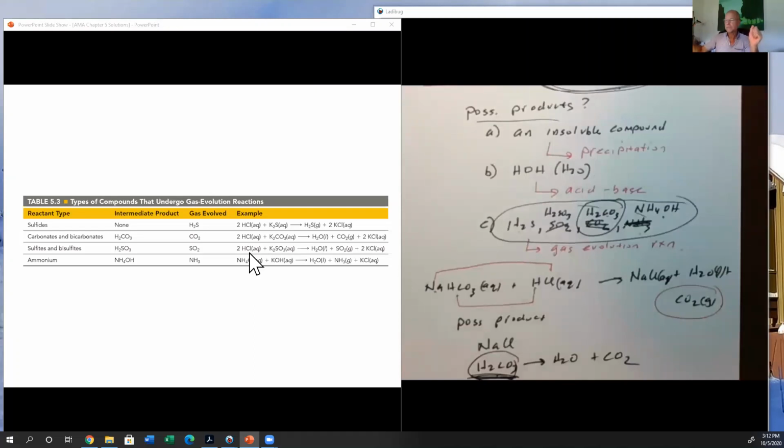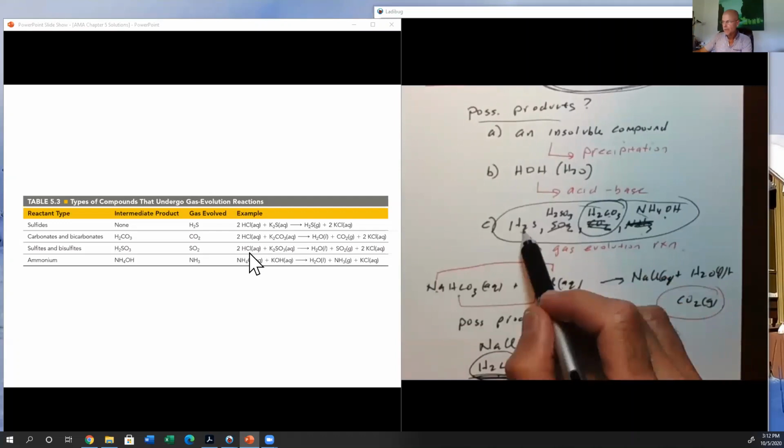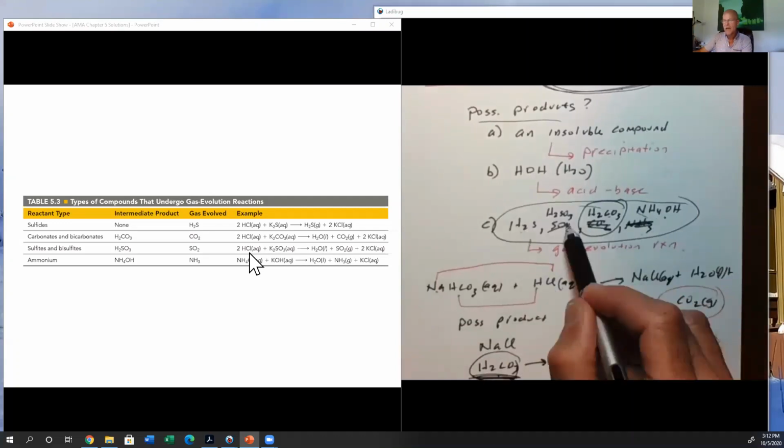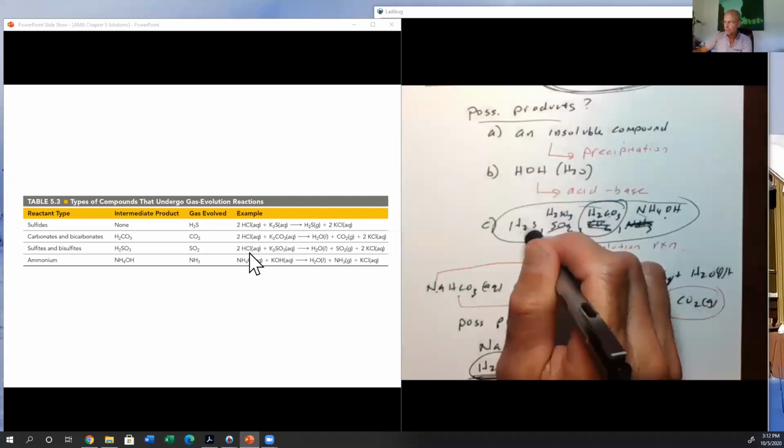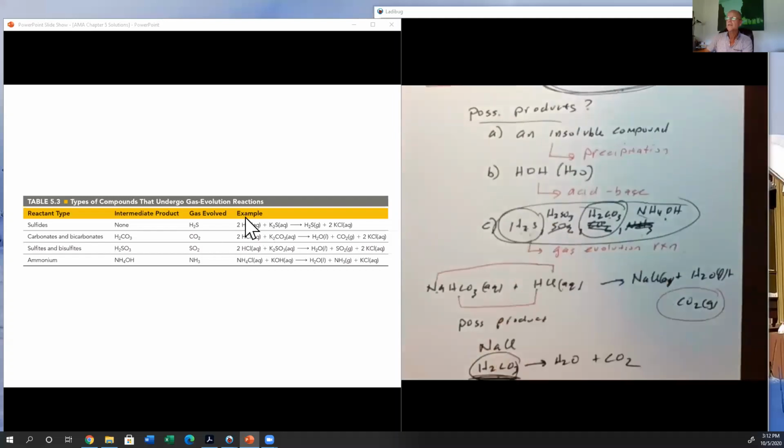What's the gas that's evolved? It depends on which of the four you have. If the intermediate product is H2S, then the gas is H2S. If the intermediate product is H2CO3, then the gas is CO2. If it's H2SO3, then it's SO2. If it's NH4OH, then it's ammonia, NH3.